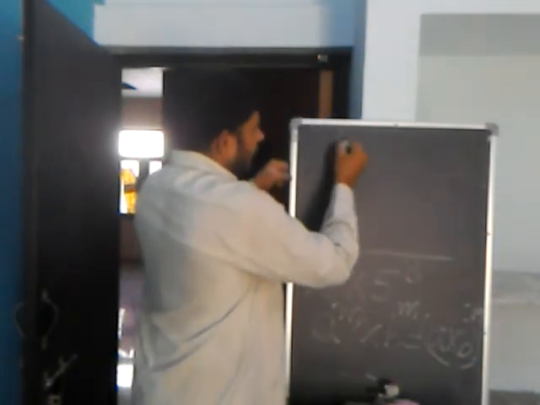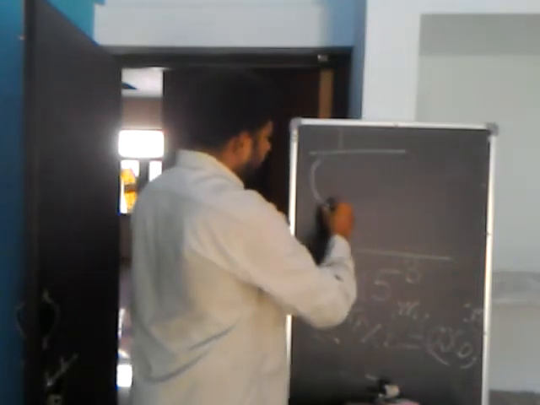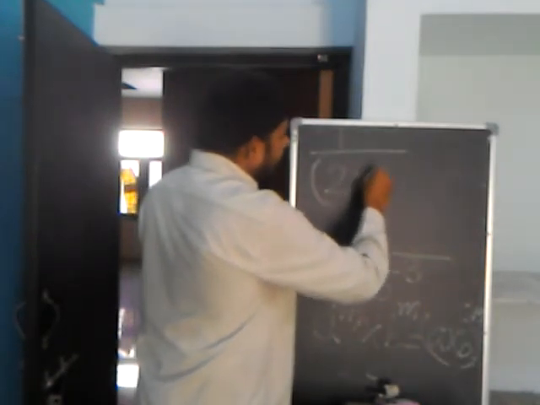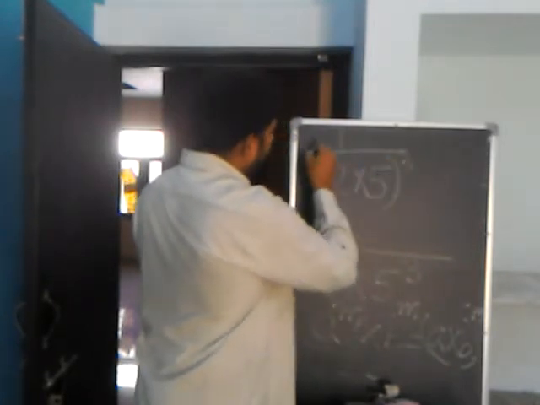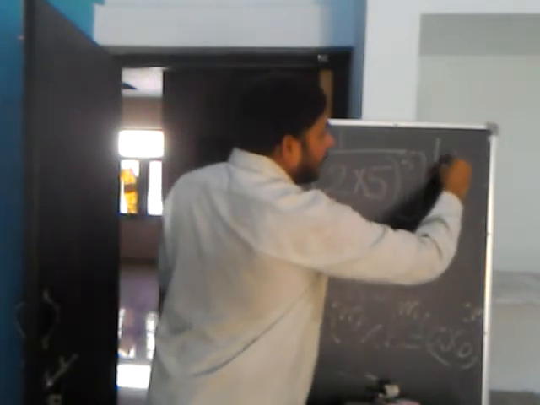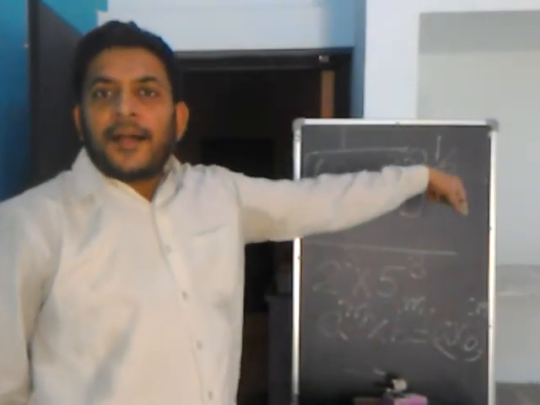And when I do this, I will get 1 upon, first of all, small bracket 2 into 5 raised to the power 3, and out of this there was power of 1/3. We can remember that power. I put it out of the large bracket.